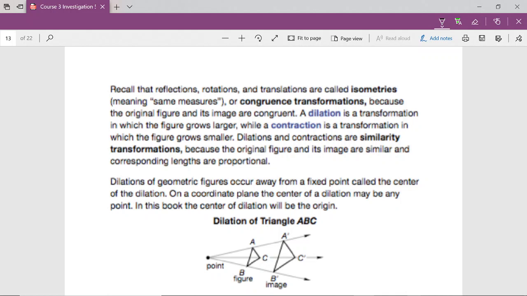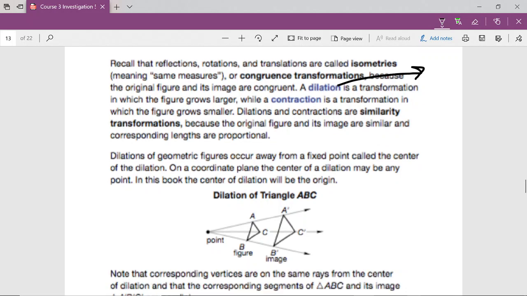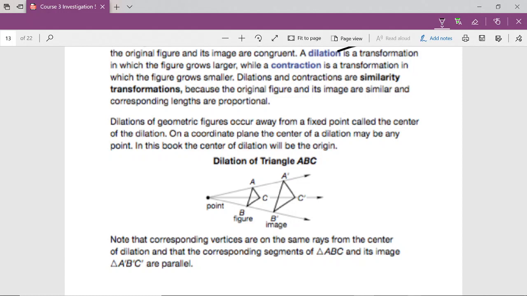A lot of times you'll hear that a dilation is called an enlargement when it gets bigger and a contraction when it gets smaller. So dilations and contractions are similarity transformations, not congruence transformations, because the original figure and its image are similar but not exactly the same. So those corresponding lengths are proportional. Dilations of geometric figures occur at a fixed point called the center of dilation.